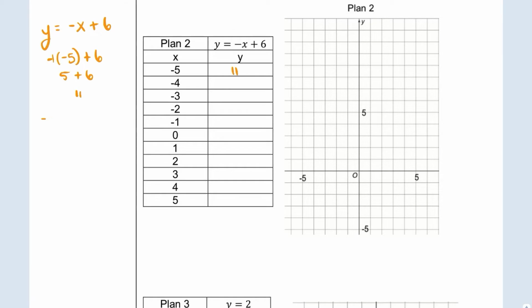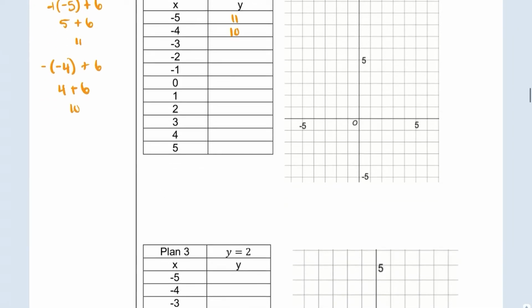Let's try the next one. -4, I'm plugging it in for x, so I'm doing -(-4) plus 6. -1 times -4 gives me +4, so 4 plus 6 is 10. And there we go. I'm going to do one more.